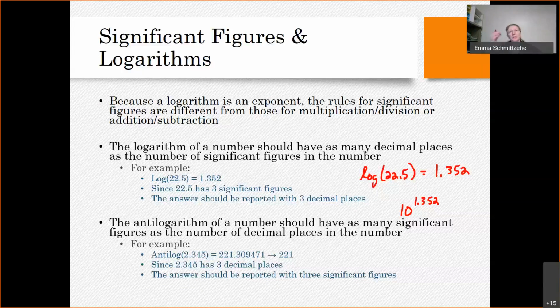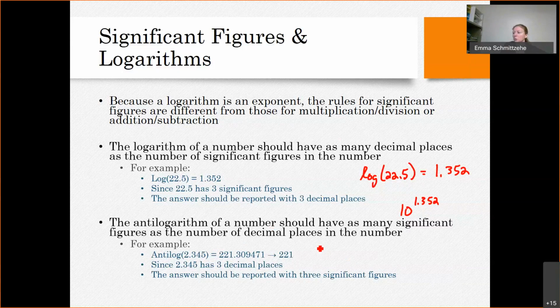So either there's a 10 to the X button, some calculators might have it labeled as anti-log. Or you just type 10 and then hit either the caret button on your calculator or the Y to the X, and then type in that value that you want to do the anti-log. Okay, and so same with this example down here where I wrote anti-log.